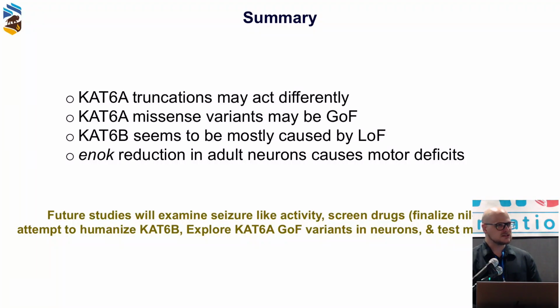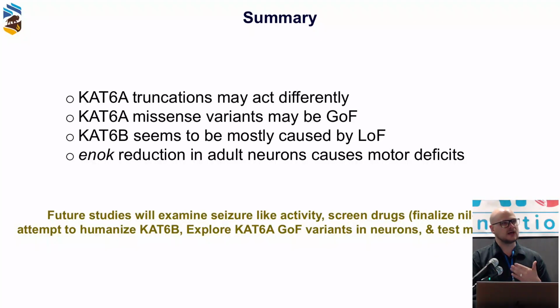KAT6A seems mostly loss of function, but there's a few pieces of data, the 2 middle truncations that are acting as potentially dominant negative, actually, in one of our assays, and that one missense variant that seems to be a potential gain of function. So we're still looking at seizure-like activity in the flies, but in general, they're not really showing it. We want to finalize our drugs.